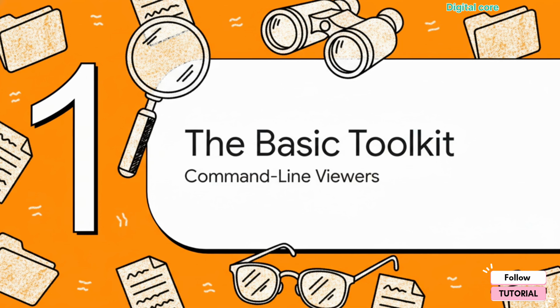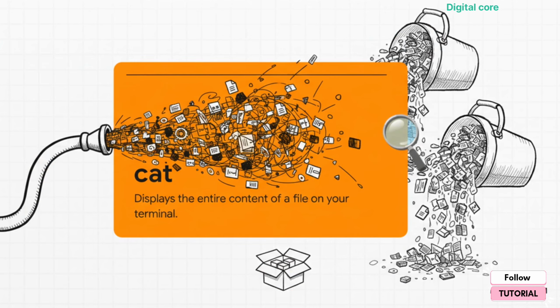Think of them as your digital magnifying glass, your binoculars, and your reading glasses, all for the command line. First up is cat. It's short for concatenate. And honestly, the best way to think about it is like a fire hose. You point it at a file and whoosh, the whole thing just dumps right onto your screen. It's awesome for small files, but for the big ones, well, let's just say it can be a lot.